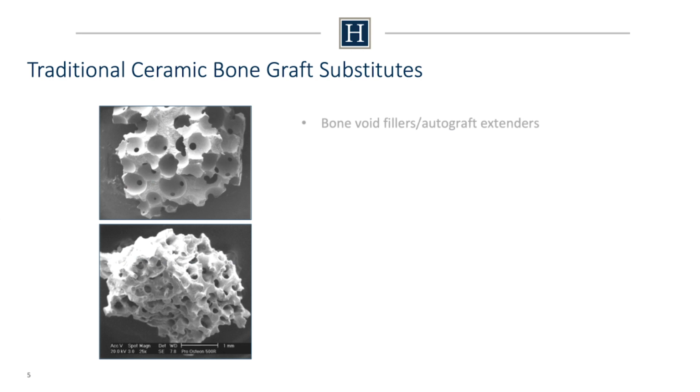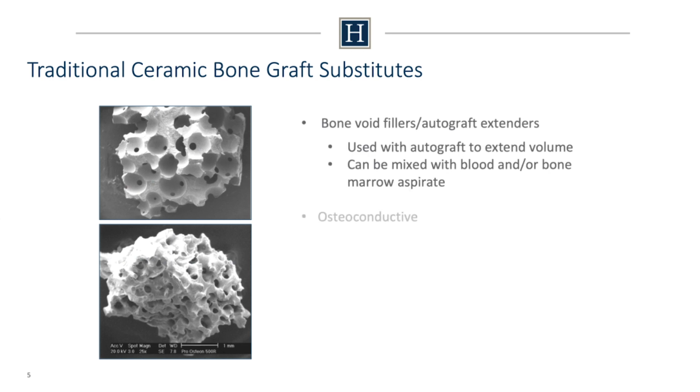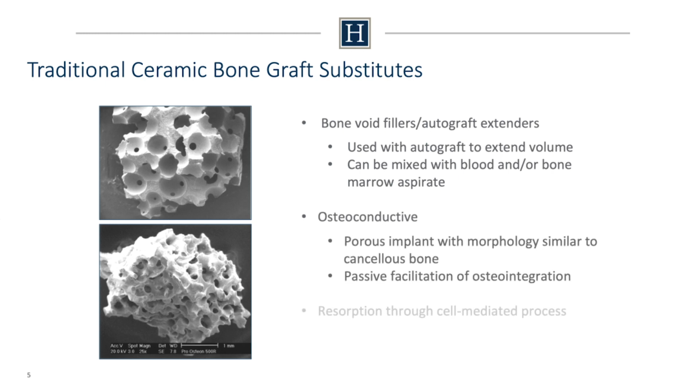Extenders are typically used with other types of bone graft, such as autograft, to expand the volume. It can be mixed with blood or bone marrow aspirate. Traditionally, the mechanism of action for ceramics is through osteoconduction alone. Ceramics serve as a passive scaffold on which new bone is formed.